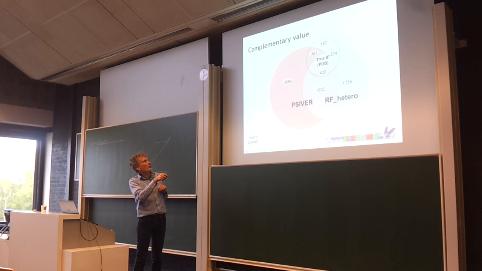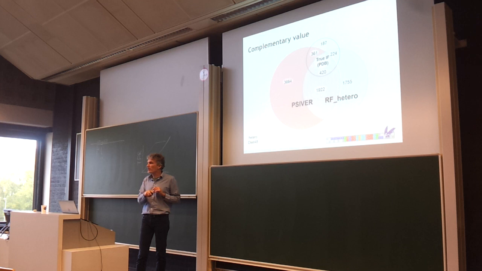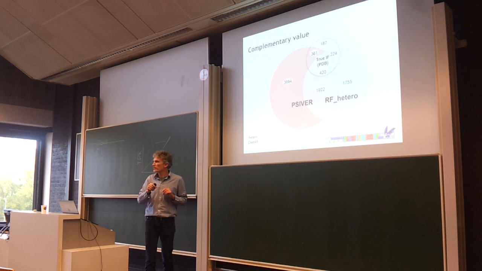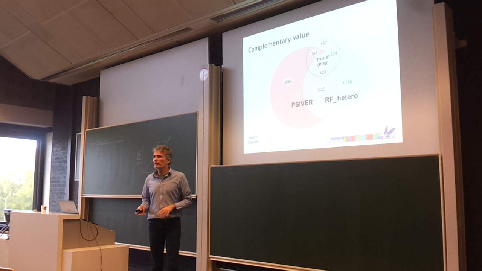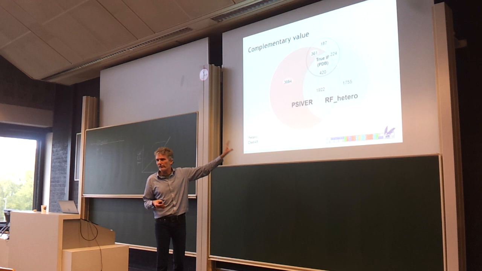So there's a lot of sites that Cypher predicts to be interface. Some of them are actually correct. And there's also quite a lot of sites that we predict that Cypher doesn't predict, and that are also correct interface. There is some complementarity, right? So there's stuff that we can predict that they can't, and there's stuff that they can predict that we can't. And there's also stuff that we both predict wrong. Not a lot of stuff. So this is not a perfect method, but it's very hard.